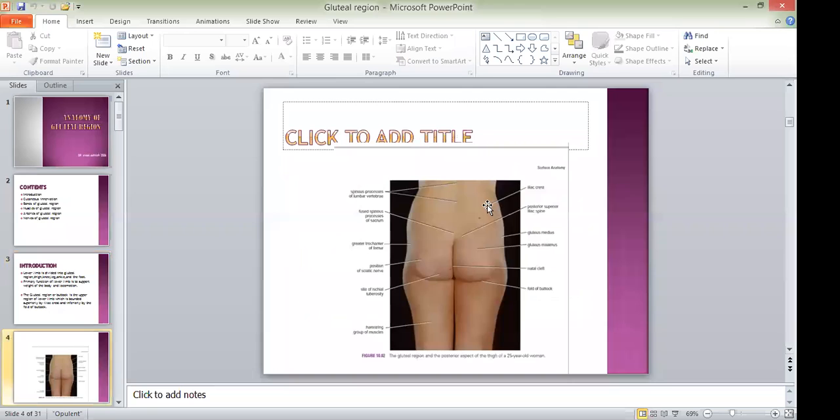From iliac crest is a space between the anterior superior iliac spine and the posterior superior iliac spine. Okay. From this area to this whole area, we call gluteal region. This is the surface anatomy of the gluteal region. Clear?